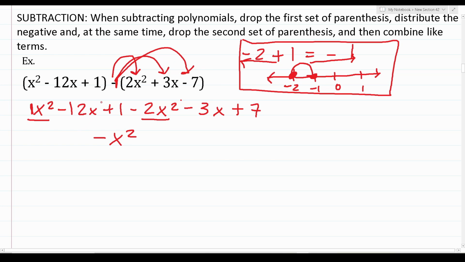So with those two like terms combined, let's go ahead and move on.